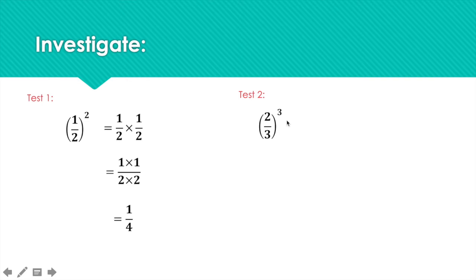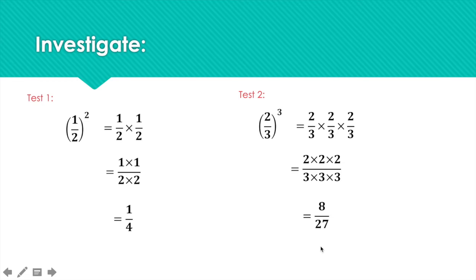Here we have 2 over 3 to the power of 3. So that's 2 over 3 times itself 3 times. We can times the numerators together and the denominators together, which gives us 8 over 27. Now, if we have a look at this 1 times 1 over 2 times 2 and our original half to the power of 2, can we see that 1 times 1 is just 1 squared and 2 times 2 is 2 squared? Let's have a look at this one over here. 2 times 2 times 2 is 2 cubed, and 3 times 3 times 3 is 3 cubed. Do we notice a pattern?